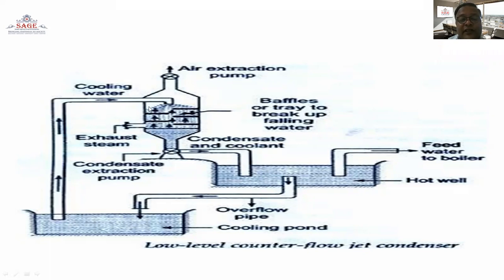The passing of the cooling water is done by the baffles or trays to break up the falling water. Feed water to the boiler is supplied from this hot well section, and the overflow of the water can be collected from the overflow pipe and collected again in the cooling pond unit.